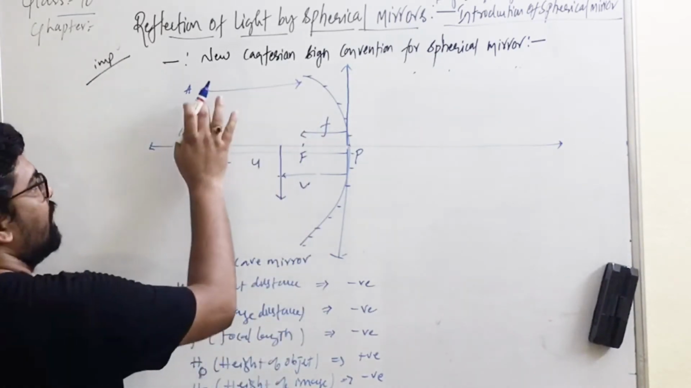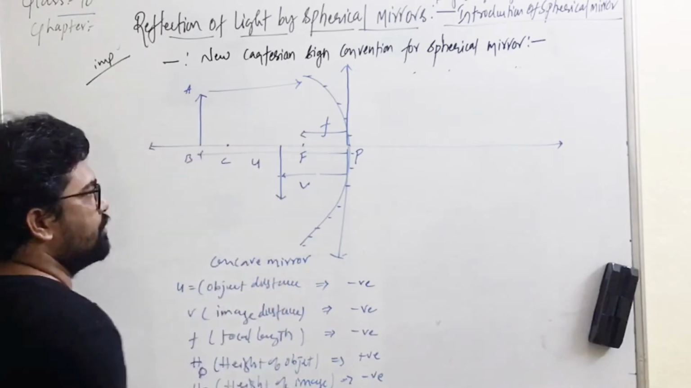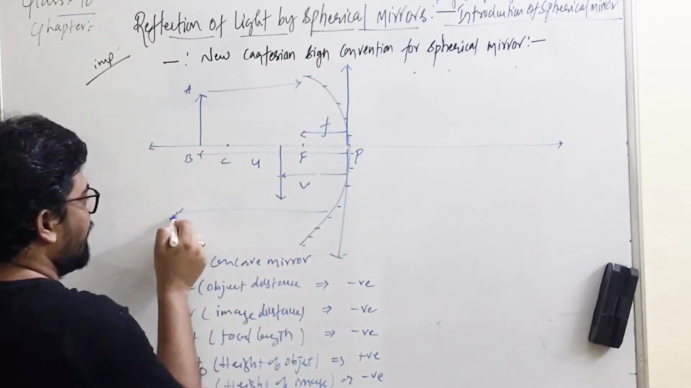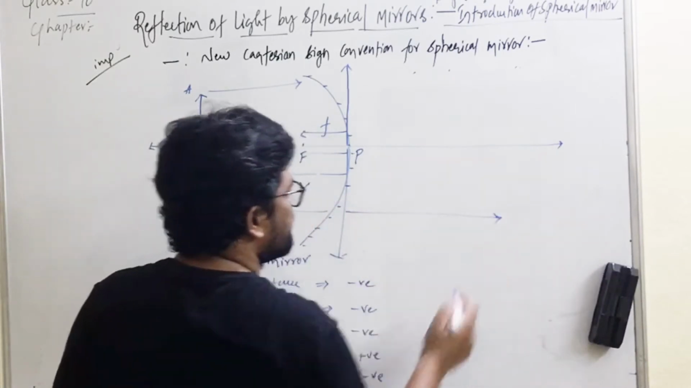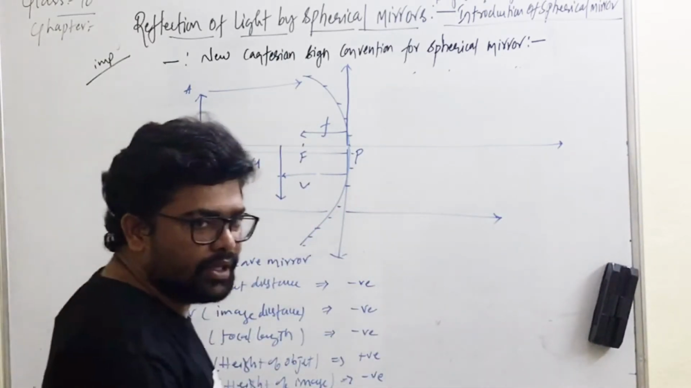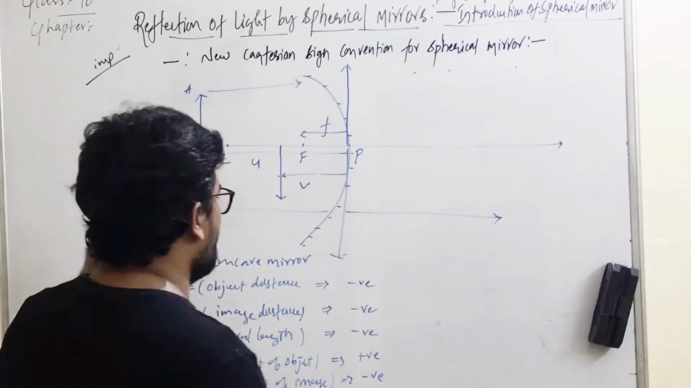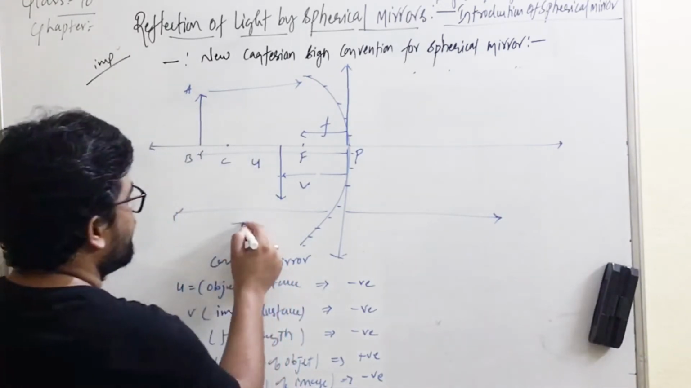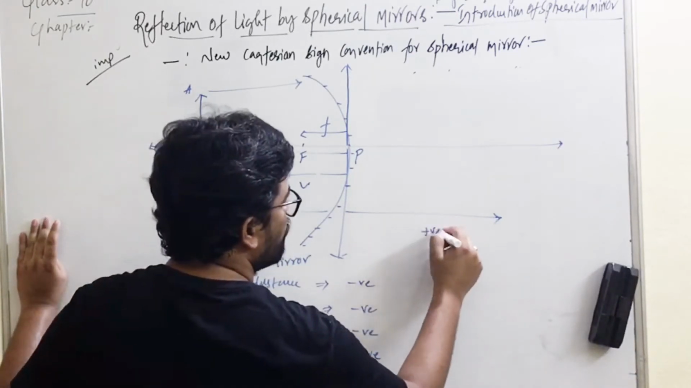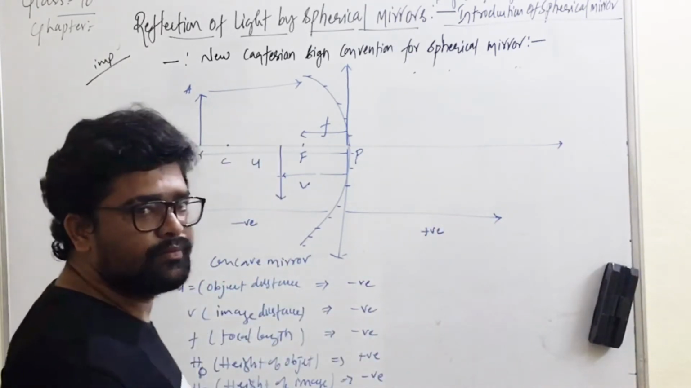Always a light ray will get incident from the tip of an object. So this is the direction of our light ray, and this is the direction of the distance which we are measuring, right? As I said, the distances measured on the left side are taken as negative. The distances measured on the right side are taken as positive, whatever mirror it is, right?